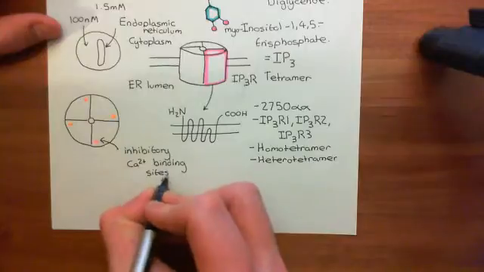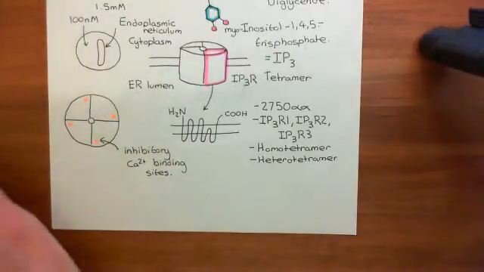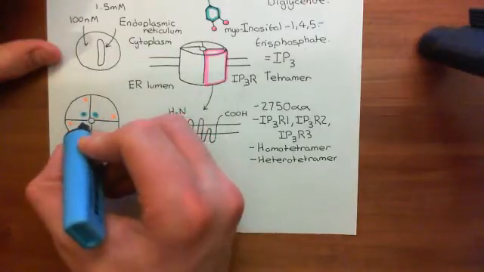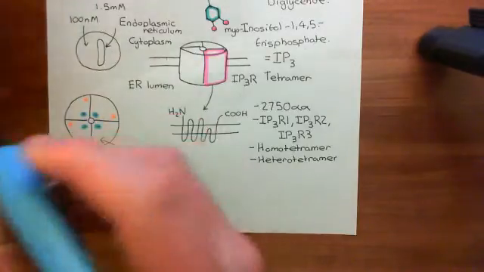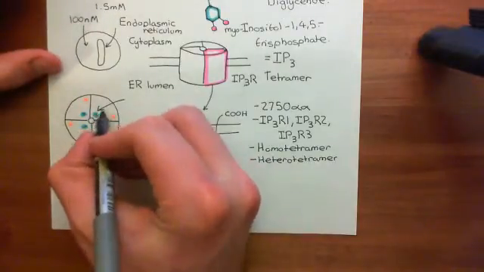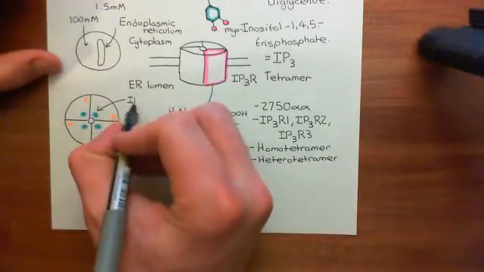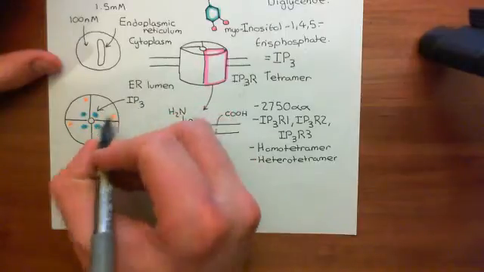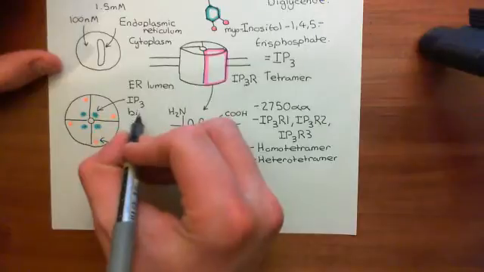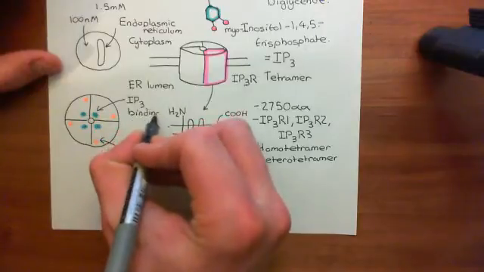Now, you also have IP3 binding sites, which I'll show in blue here. So these sites in blue will represent the IP3 binding sites. At present, there is no IP3 bound to these IP3 binding sites. Notice there are 4 IP3 binding sites because there are 4 subunits within the IP3 receptor.